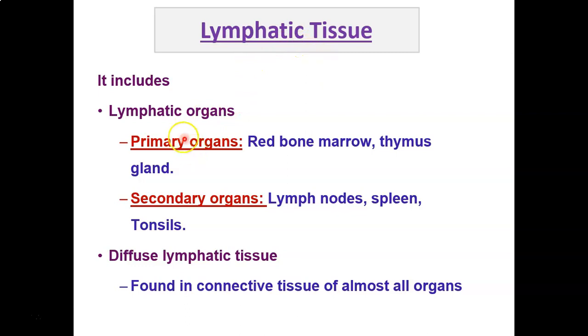Lymphatic tissue includes lymphatic organs, primary organs and secondary organs. The primary organs are the red bone marrow and the thymus gland. The secondary organs are the lymph nodes, spleen, and tonsils. Besides the organs, I have a tissue called diffuse lymphatic tissue. This tissue is present through the connective tissue of almost all organs. So I have lymphatic organs and I have diffuse lymphatic tissue.